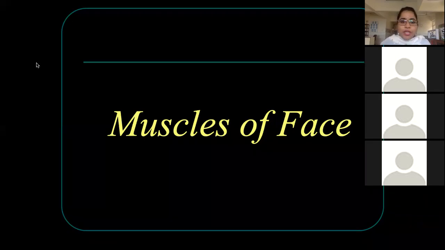Okay. Today we'll be studying about the face. In the face, you'll be studying different parts, that is, muscles of the face or muscles of facial expression. This is the first part. And second is the nerve supply of the face. And blood supply. So the first unit or first part of the face is the muscles of facial expression.